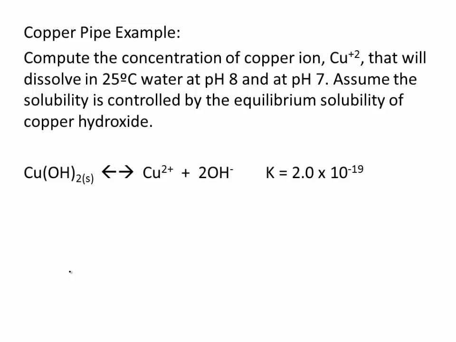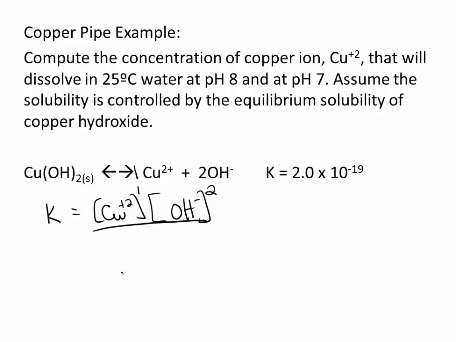To begin the problem, we want to write an expression for the equilibrium constant K. So K equals the copper molar concentration times the hydroxide concentration to the molar amounts, so 1, and then the hydroxide would be squared. And this would be divided by the solid precipitate, which would be given the molar concentration of 1. We want to solve this chemical equation twice. First for a pH equal to 7, and then for a pH equal to 8.